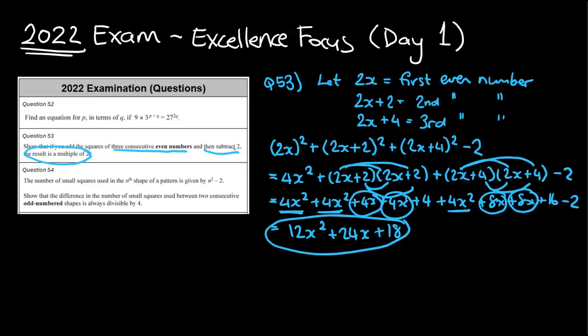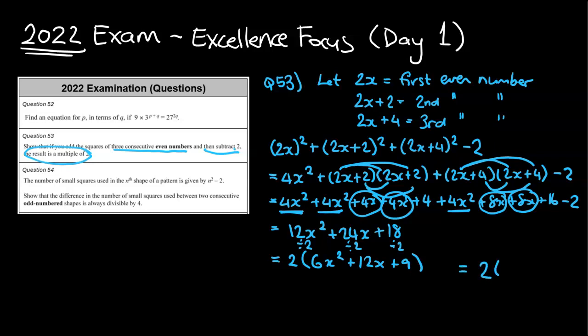And I'm really liking this because I can see 12, 24, and 18 all are even numbers, so they're going to be factorizable by 2. So I'm going to take out a 2, which means I need to divide by 2, divide by 2, divide by 2. So that there is 6x squared plus 12x plus 9. And this is exactly what I said before. At the beginning of the video, my goal was to have 2 with some brackets. That's exactly what I've got. So I know for sure, because of this 2, that it's going to be a multiple of 2.